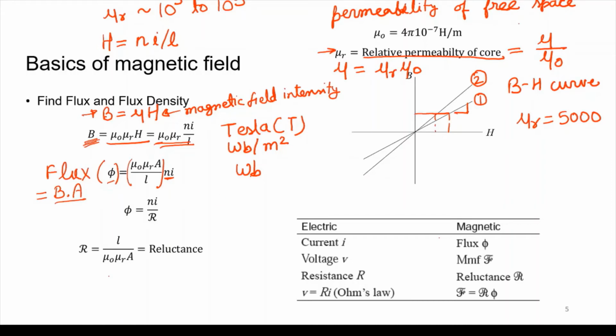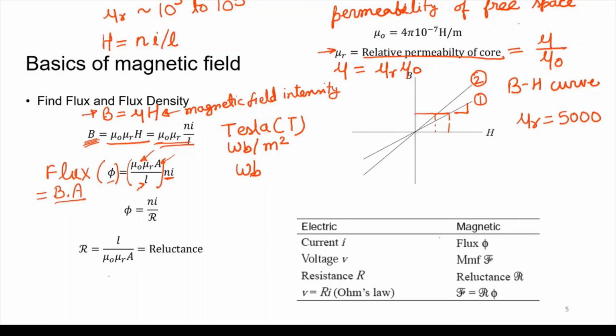Because if you look at mu naught mu R A by L, all the quantities in this expression are either constant or fixed for a particular core material and shape. Mu naught is a constant, mu R depends on the material of the core, A is the area of cross section, and L is the length of the path where the magnetic field exists. These two depend on core geometry.